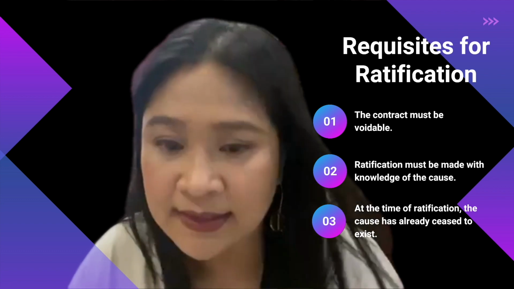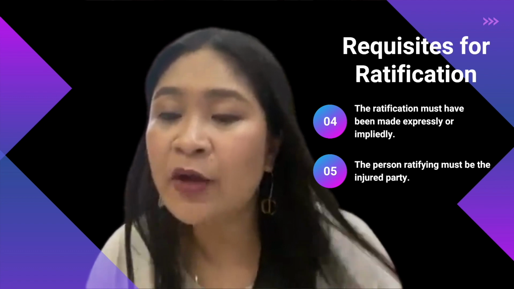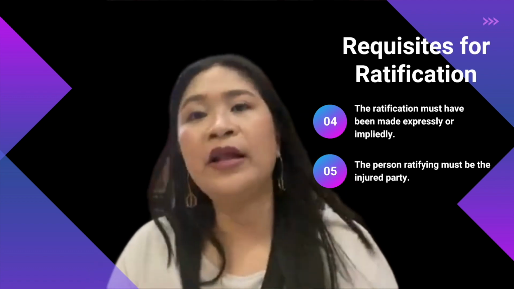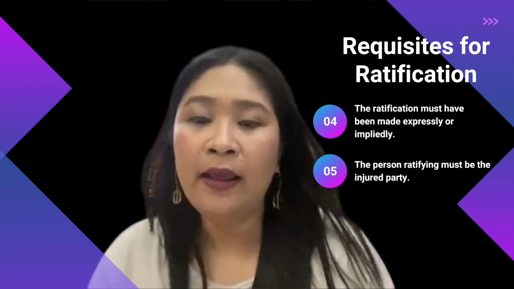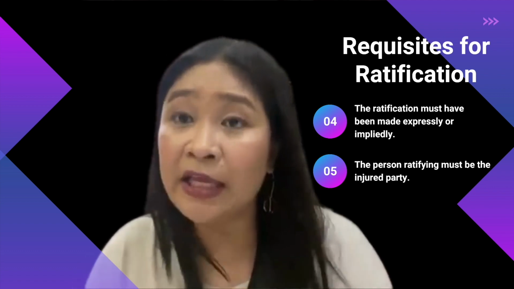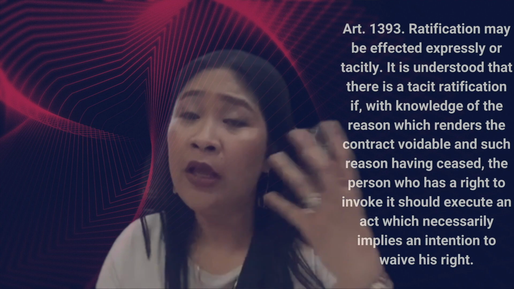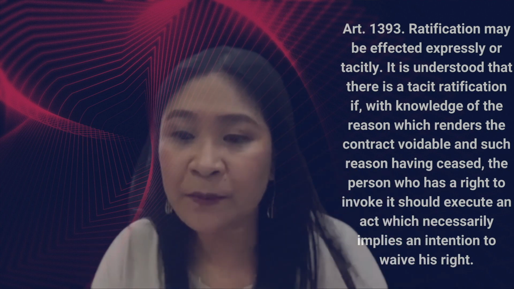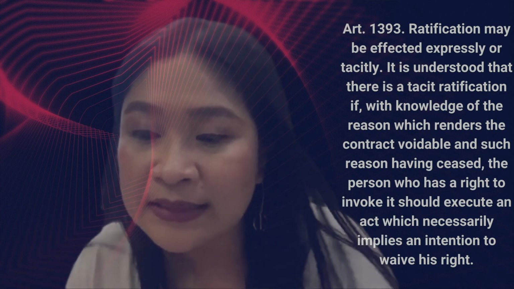So that's when you are able to ratify, when the cause of the nullity has already ceased to exist. Fourth, the ratification must have been made expressly or by an act implying a waiver of the action to annul. Meaning, ratification may be expressed or implied. And, of course, the person ratifying must be the injured party. So that's 1393. 1393 tells you that ratification may be expressed or implied. It may be effected expressly or tacitly.